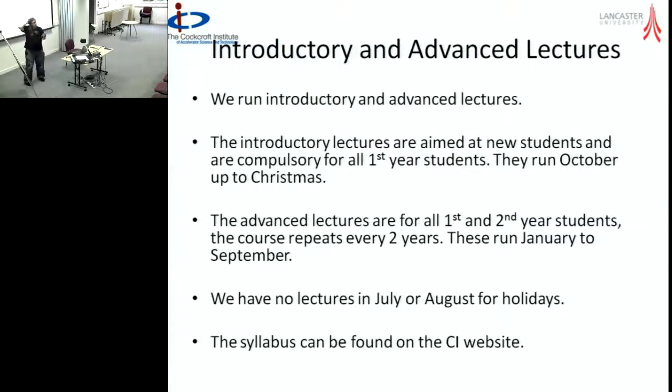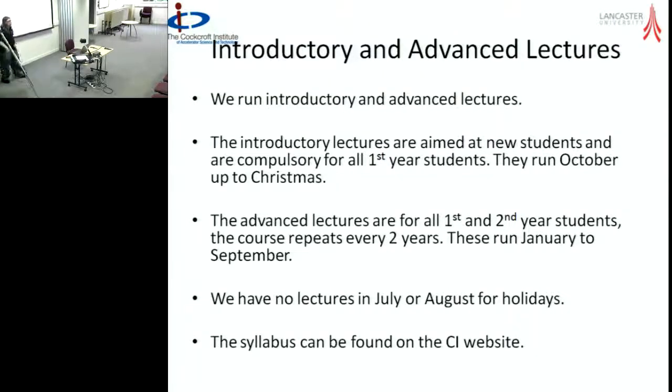Then we run the advanced course. Now, it's compulsory that all first and second years attend the advanced courses. So when you reach second year and in your first year, you have to attend all the advanced lectures. There is a sign-up sheet out the back, and it's passed on to your supervisor. We have no lectures in July or August apart from holidays, but we run all year apart from that.